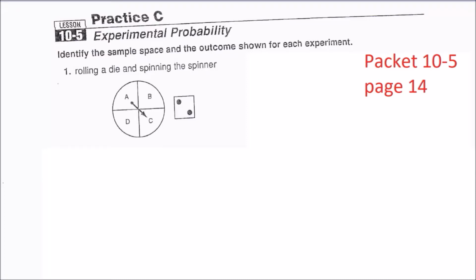Okay, so for probability and stats, this is from packet 10.5. This is practice C. And if you're trying to find this in your packet, this is on page 14, and it is the 14 in a circle. Quick note, depending on the packet you received, it might be hard to see that 14 in the circle because it kind of got cut off at the bottom. It's towards the bottom left, but I'm confident you'll be able to find this page in your packet.